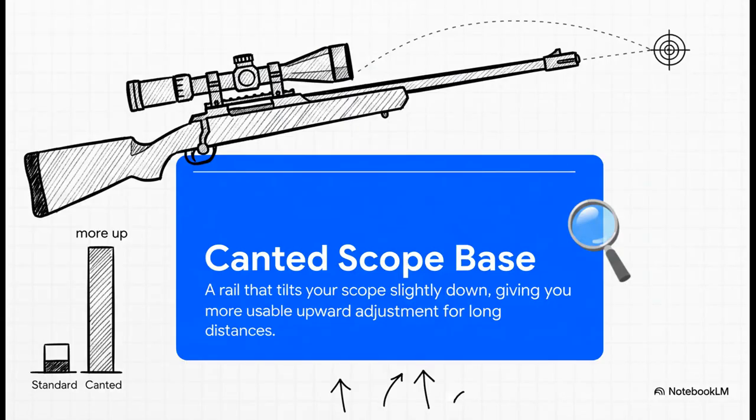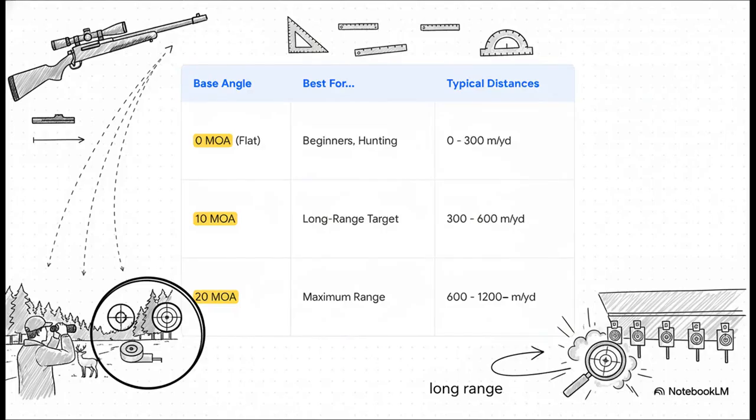And the solution is a canted scope base. It's just a rail that physically tilts your scope down a tiny bit. Now I know, that sounds totally backward, right? Tilting the scope down to shoot up. But by pointing it down, you have to dial up a bunch just to get your 100-yard zero. And what that does is it repositions the scope's internal travel, giving you way more up adjustment for those really, really long shots.